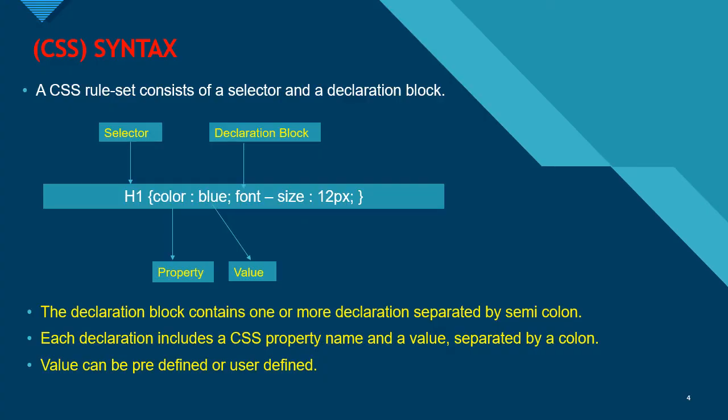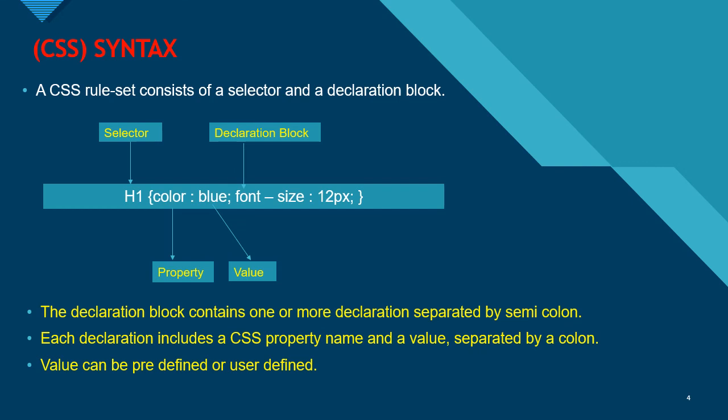Now let us understand the CSS syntax. A CSS rule set consists of a selector and a declaration block. Now here if you can see in this example, H1 is the selector and then we have the declaration block in the curly brackets. Now this declaration block consists of one or more declarations which are separated by semicolons.